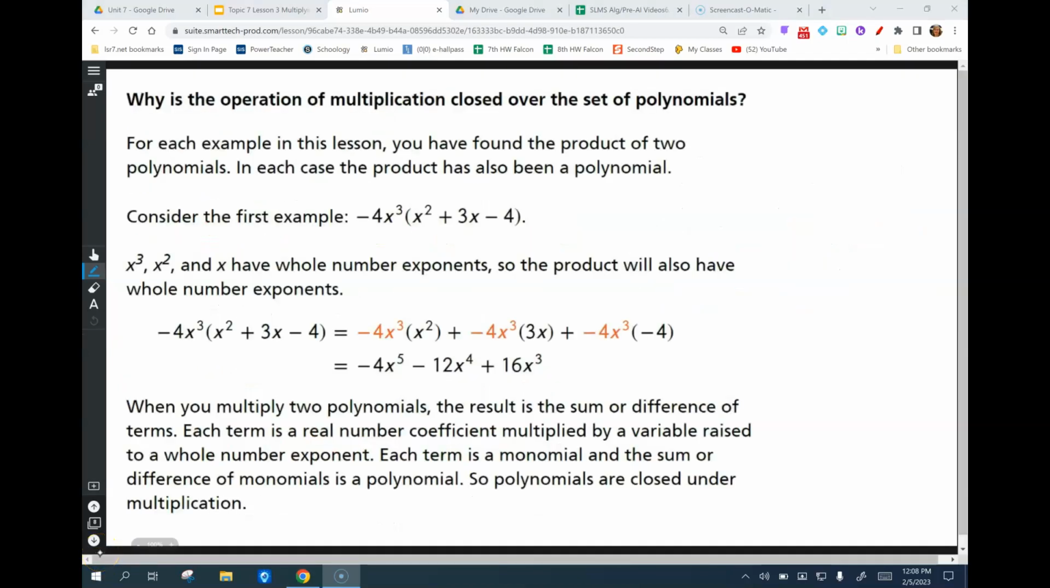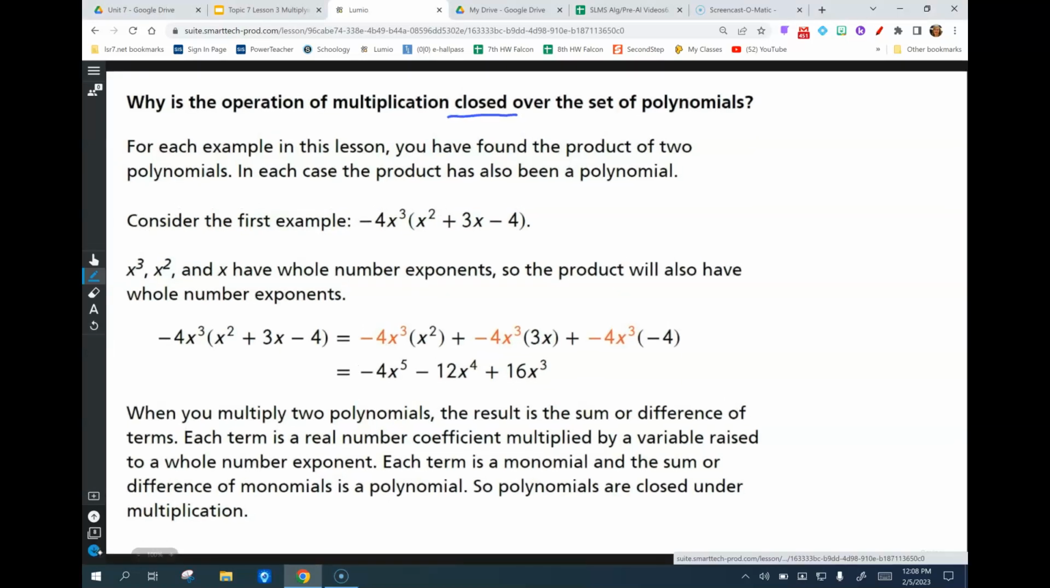So this next thing you see in front of you is actually example 5. I'm not going to worry about it too much, but I want you to start to understand what it means if something is closed. Okay? So why is the operation of multiplication closed over the set of polynomials? For example, you found the product of two polynomials. Consider this example. When you multiply and you have whole number exponents, the product will also have whole number exponents. So in order for something to be closed, it has to stay within the same set. So if I multiply things with whole number exponents, I'm going to get whole number exponents.